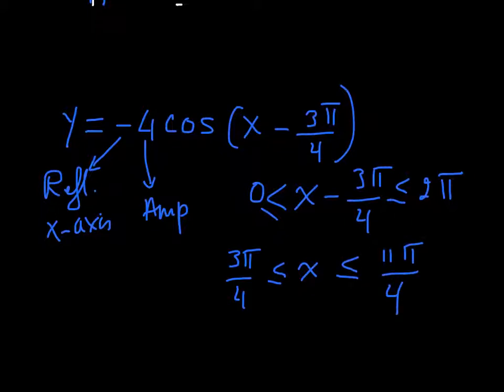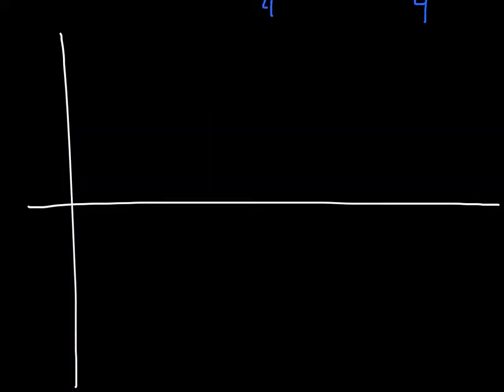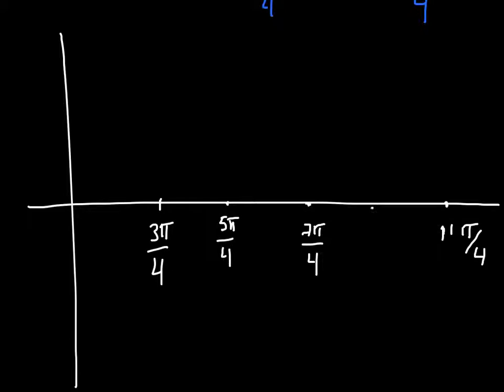Let's just go ahead and graph it. Continuing with the graph, we're going to go from 3 pi over 4 to 11 pi over 4. Since we are graphing a cosine function, I need 5 key points. The midpoint right here will be 7 pi over 4. The midpoint right here is 5 pi over 4. The midpoint right here is 9 pi over 4.